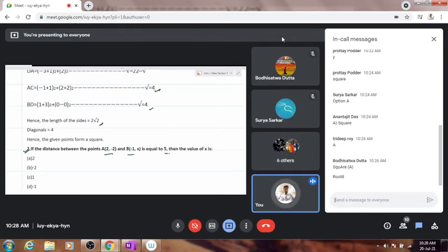Apply the distance formula, square both the sides. 25 is equal to 25, 24, x minus 2, x plus 2 whole square is 24. Break it down.